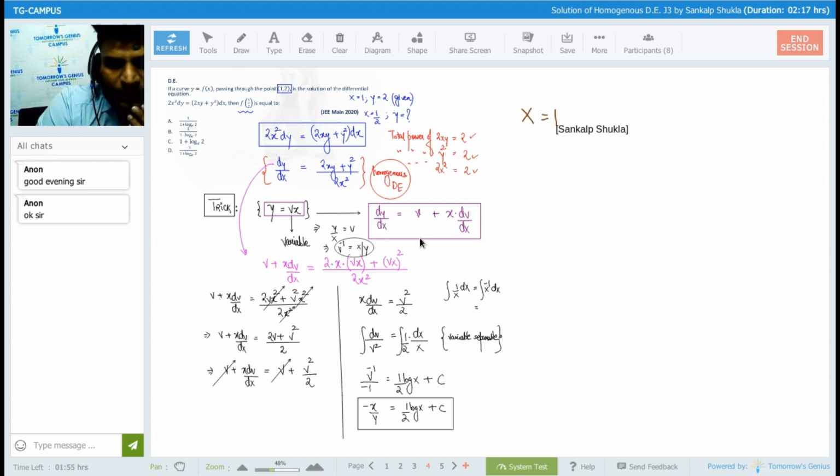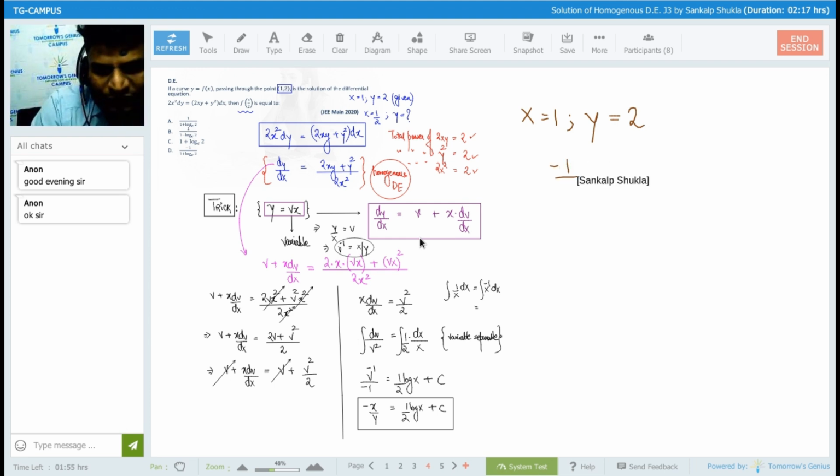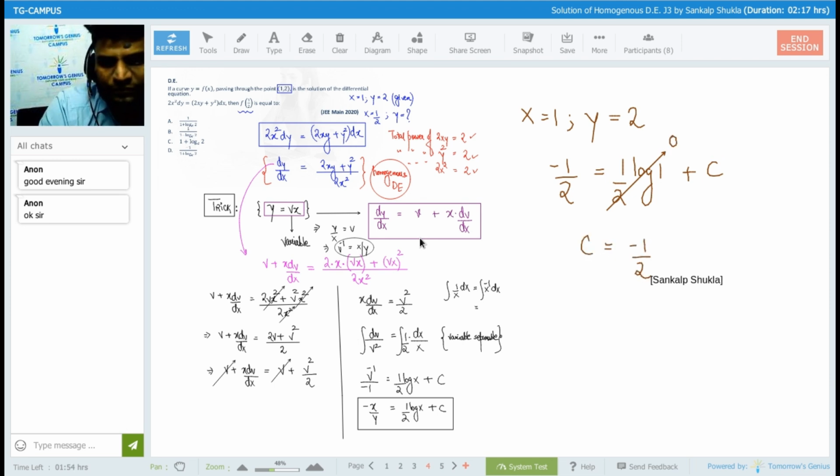When x was 1, y is 2. So we have to put this solution in order to find the value of c. So minus 1 by 2 will be 1 by 2 log 1 plus c. Again this term will be 0. So c is minus 1 by 2.